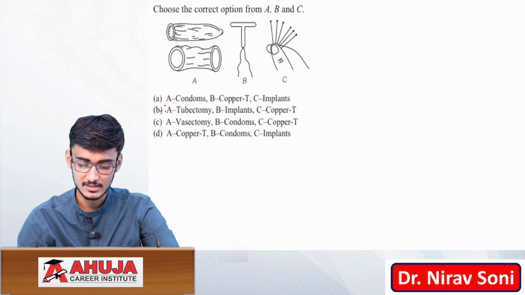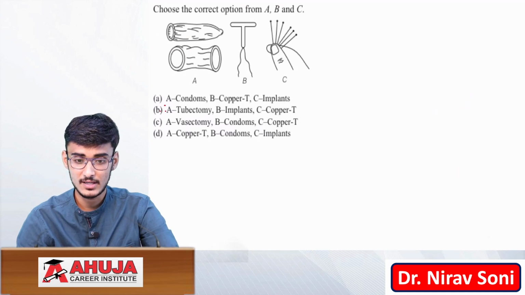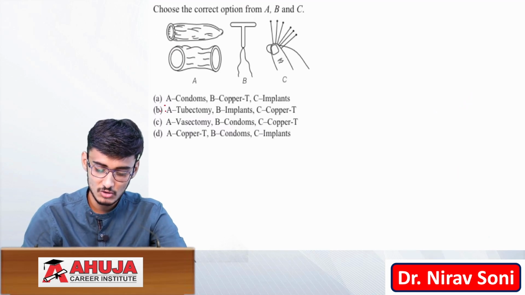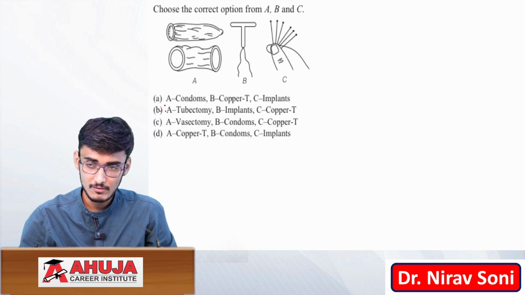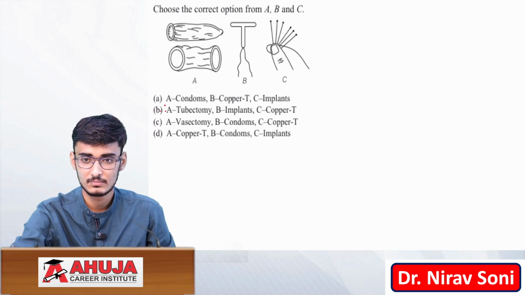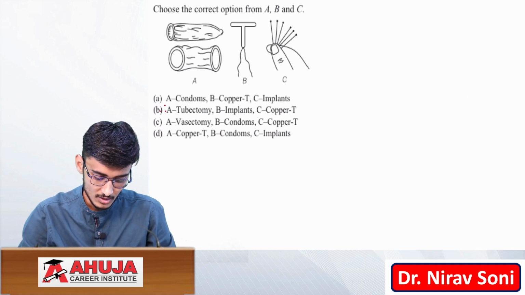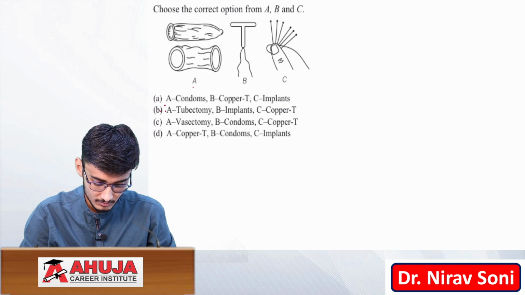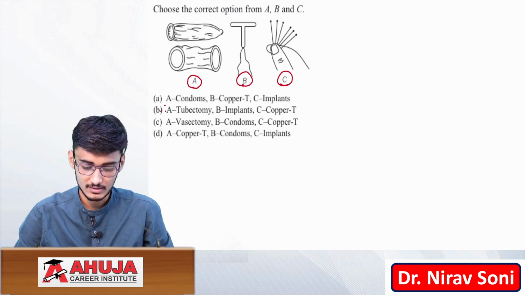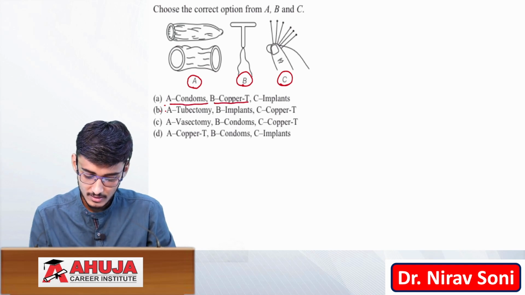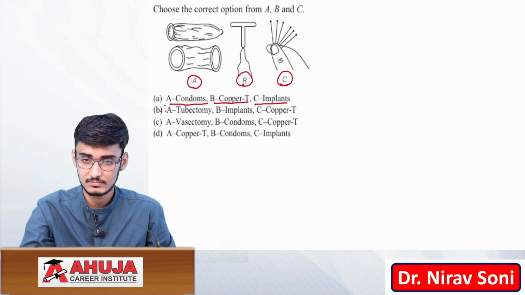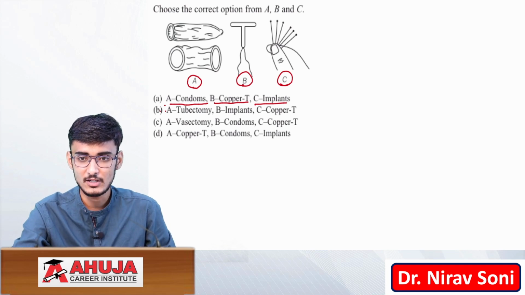First, we will discuss the first MCQ. You can see it here on your screen. Choose the correct option from A, B, C. What is A, what is B and what is C? You can find the figure. So you can see here A is a condom, B is a copper T and C is an implant. So option A should be right over here.